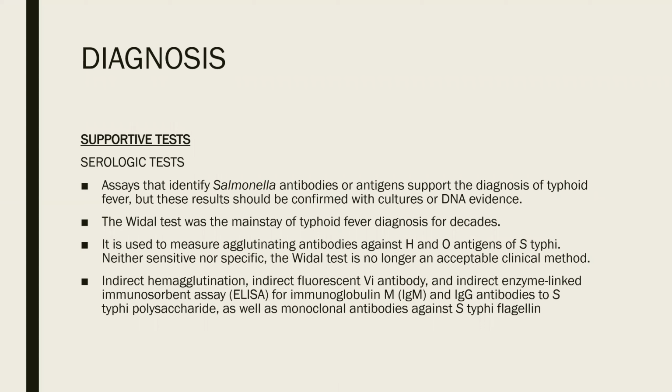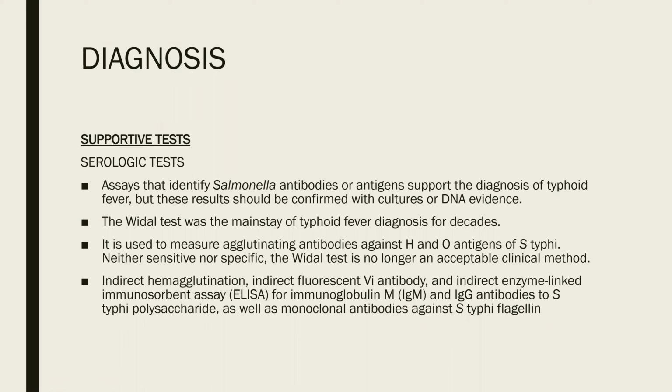If you have your clinical history and you're not able to do cultures, you don't need a Widal test to decide whether you treat or not. So these are some of the other things you can look at: indirect hemagglutination, indirect fluorescent VI antibody, and then the ELISA as well.